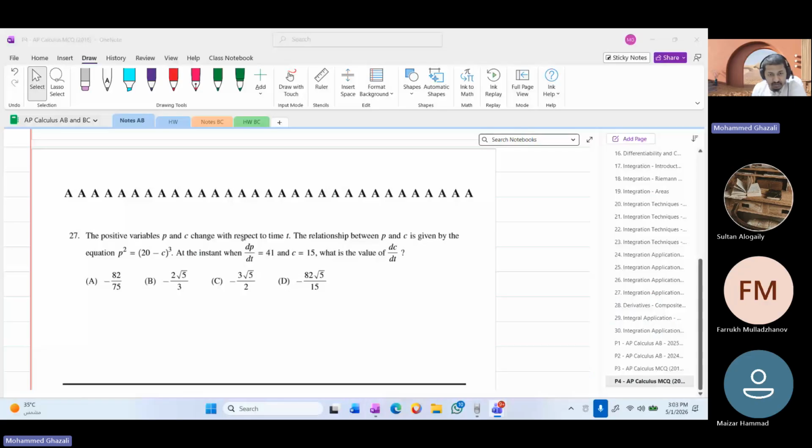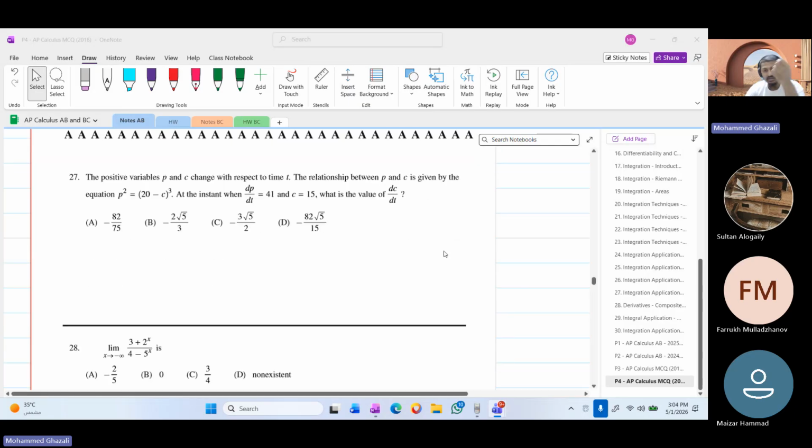Variables p and c change with respect to time. The relationship between p and c is given by the equation p squared is equal to 20 minus c, all cubed. At the instant when dp/dt is equal to 41 and c is equal to 15, what is the value of dc/dt? So this was the original equation. They involved time in it. So obviously we got to do implicit differentiation because it's kind of like related rates.